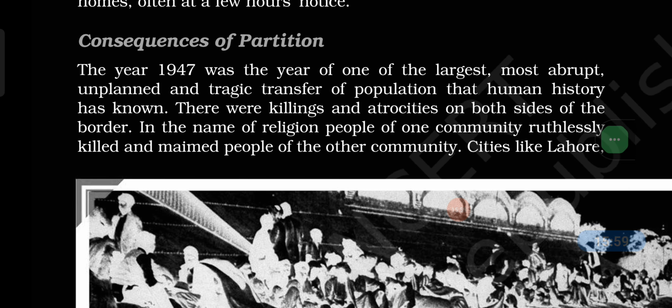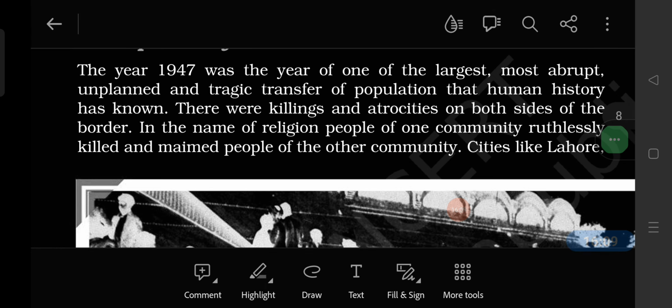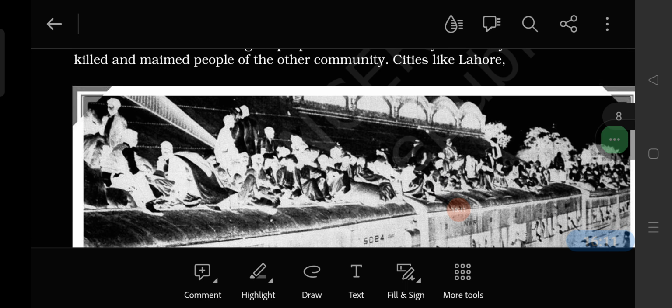Do you know what the consequences are? Consequences means what result came out after the partition. The result of partition is that most of the Muslim people never went to the Hindu areas, and the Hindu people never went to the Muslim areas.